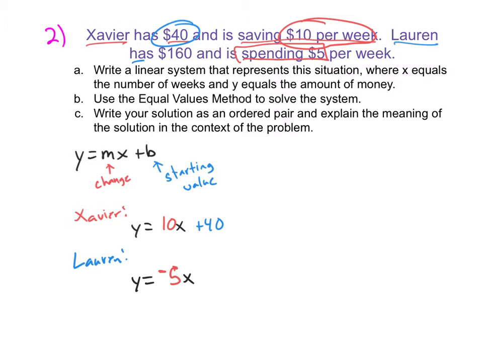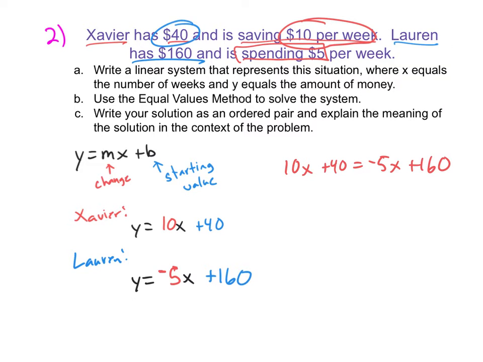Then it says that Lauren has 160. So she's starting with $160. So Lauren's equation is y equals negative 5x plus 160. Now, part B says use the equal values method to solve the system. So again, I'm just going to take these two equations and set them equal to each other. So I'm going to take Xavier's 10x plus 40, and I'm going to set that equal to Lauren's, which is negative 5x plus 160.